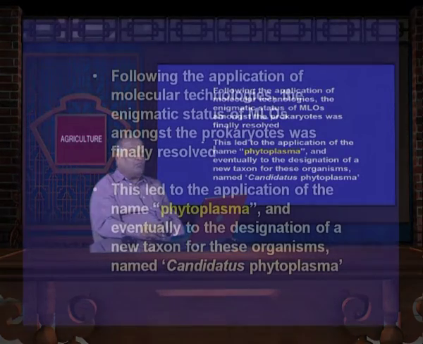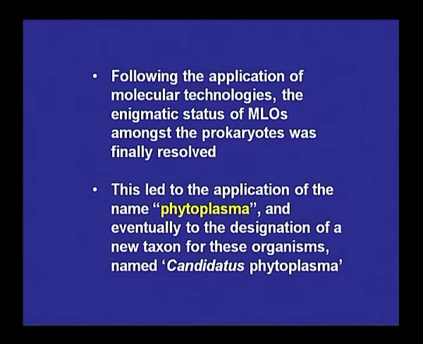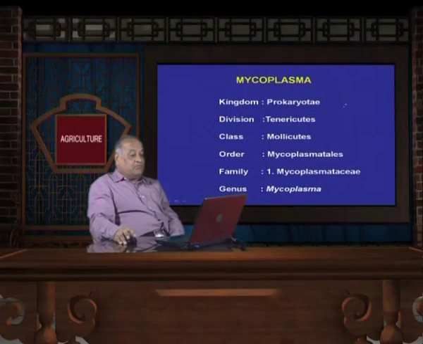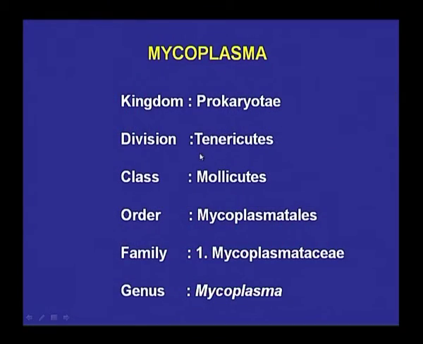Following the application of molecular technologies, the enigmatic status of Mycoplasma-like organisms amongst the prokaryotes was finally resolved. This led to the application of the name Phytoplasma and eventually to the designation of a new taxon for these organisms named Candidatus phytoplasma. This is the classification of Mycoplasma: kingdom Prokaryote, division Tenericutes, class Mollicutes, order Mycoplasmatales, family Mycoplasmataceae, and genus Mycoplasma.